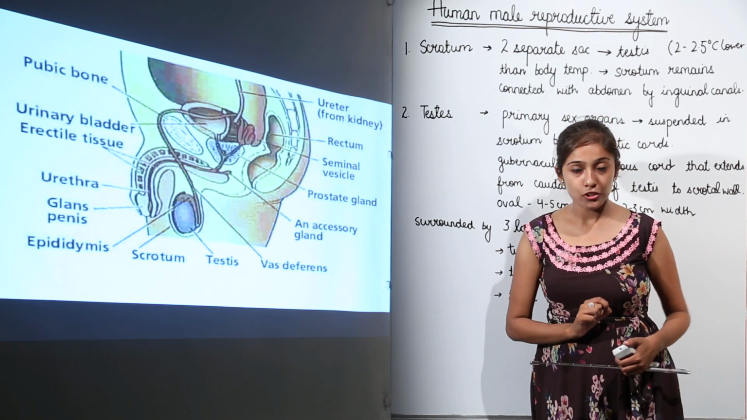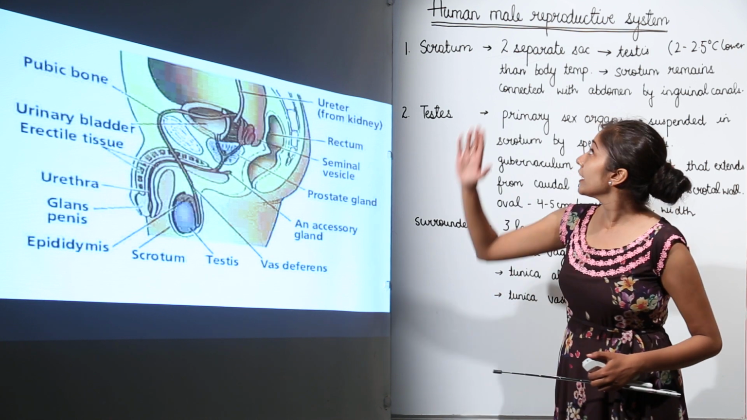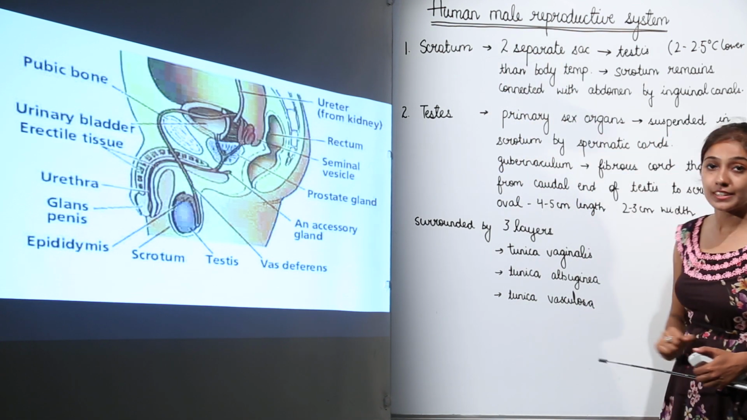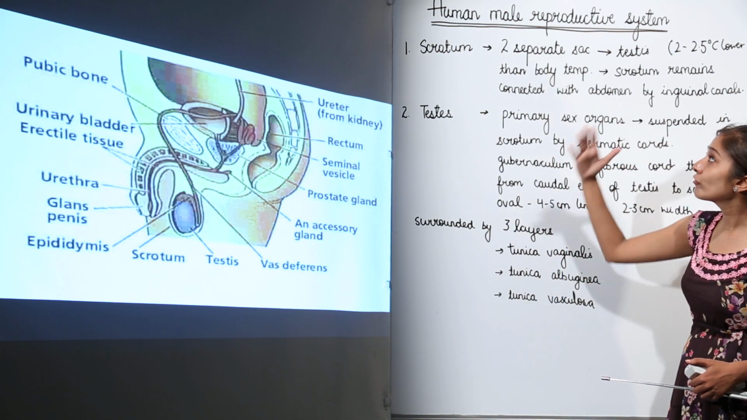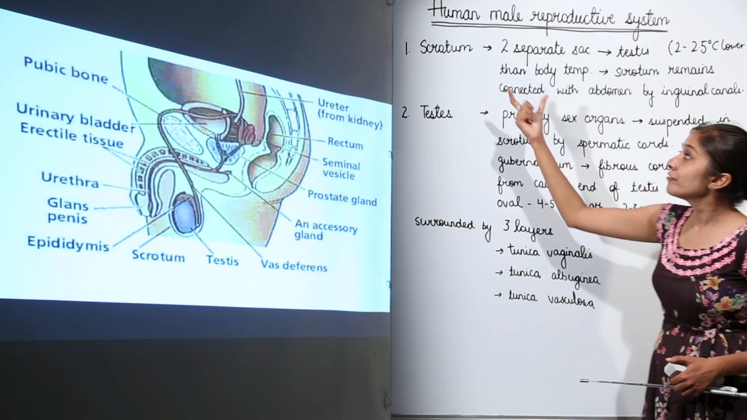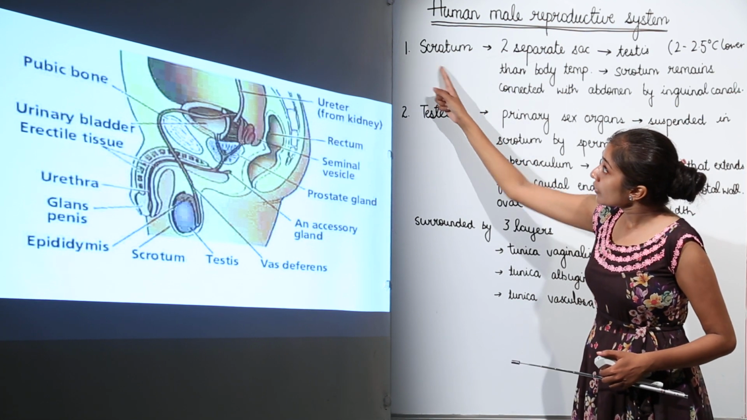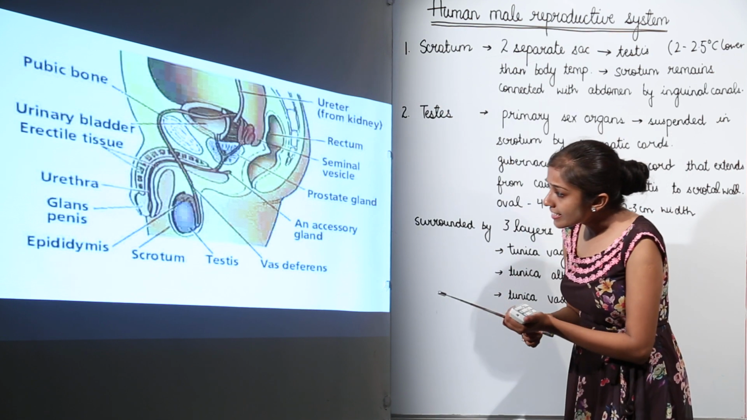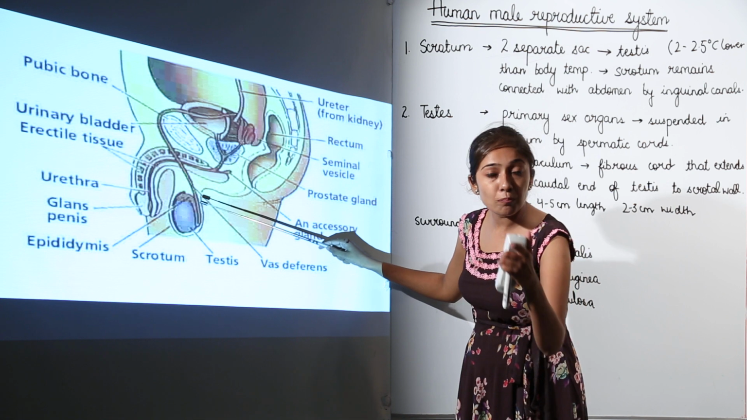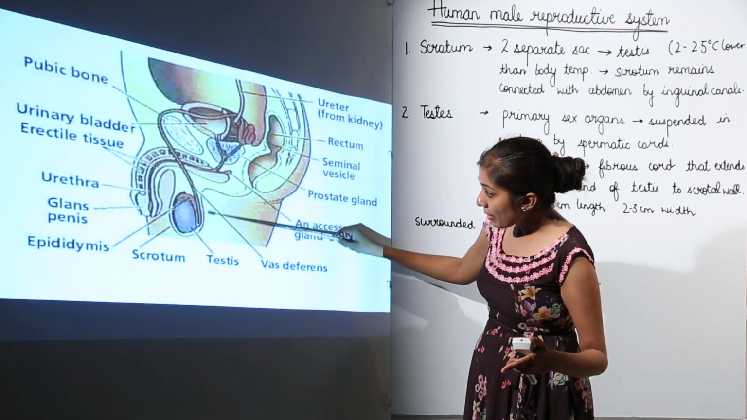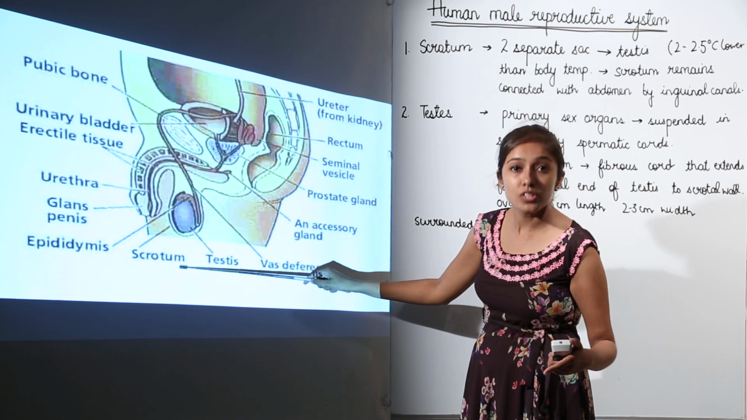Now please pay attention, because now we are going to discuss a very important topic, that is the human male reproductive system. So we are going to discuss it step by step. First of all, in the human male reproductive system, we have a special organ that is known as the scrotum. What is it? It is the scrotum. You can see in the image this pouch-like structure which is more pigmented, it is known as the scrotum.